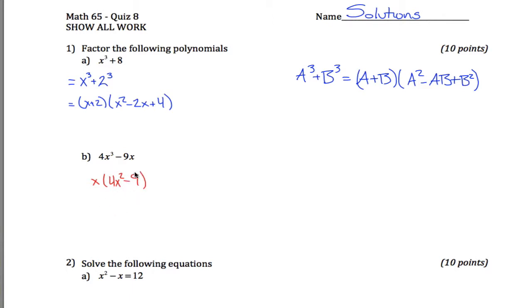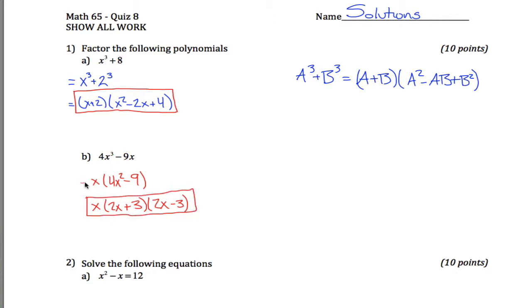And now I have a difference of squares. 4x squared is exactly 2x squared, and 9 is 3 squared. So I get 2x plus 3, 2x minus 3. Then that would be my answer. Maybe I'll throw a box around these, although it's pretty obvious which is my final answer. Alright, moving on. Question 2 seems very different.